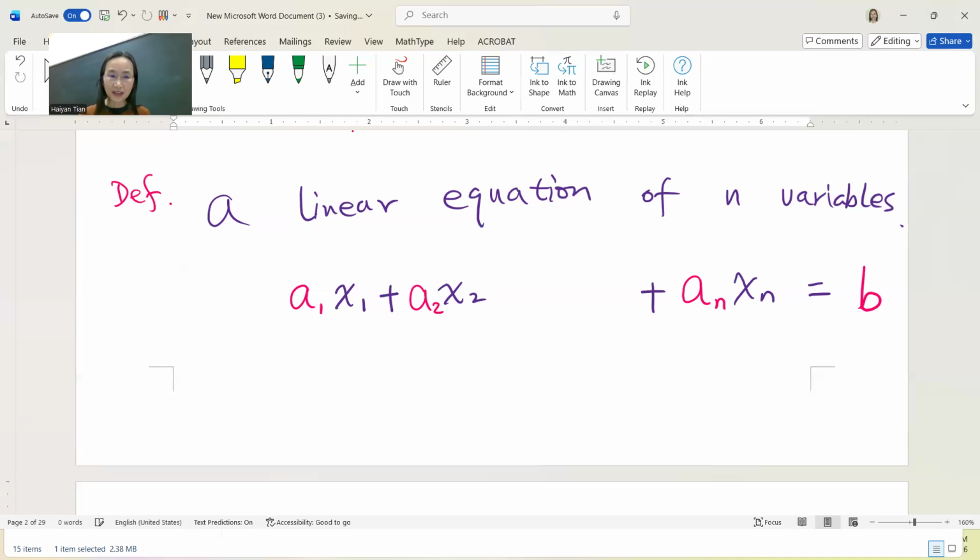What is a definition? Definition means if you see an equation in this form, then we call it a linear equation. So it's very important. From now on, you know what a linear equation is, because whenever an equation is in that particular form, then it is a linear equation. And if you have a linear equation involving n variables, it is called a linear equation of n variables.